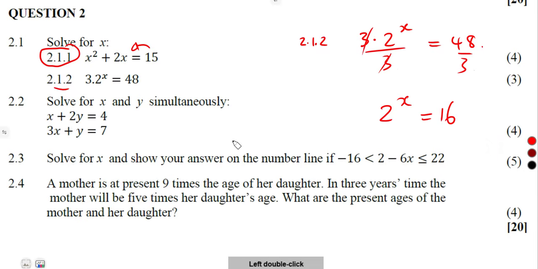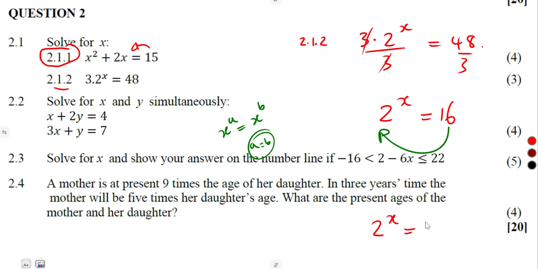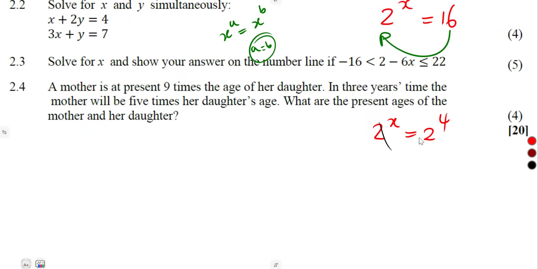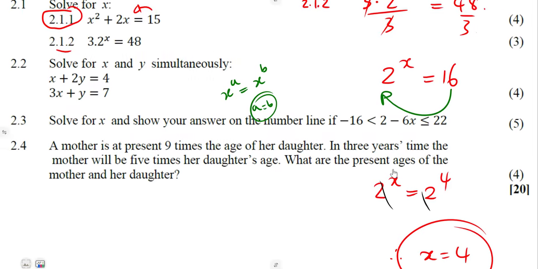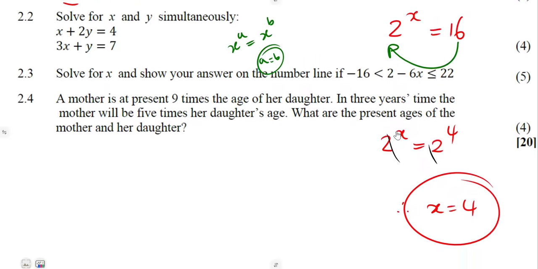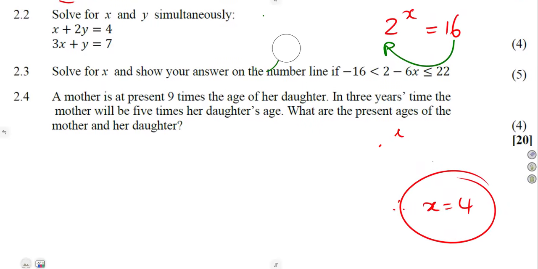Remember, if you are equating same bases, it means exponents will be exactly the same. So we must have the same base. 16 can be written in the base of 2. So that's 2 to the exponent of x equals 2 to the exponent of 4. Once the bases are the same like this, equate the exponents. So therefore, x is equal to 4. So it was a matter of playing around with the question again. Like I said, mathematics, play around with your questions, guys. Understand every concept. All right.